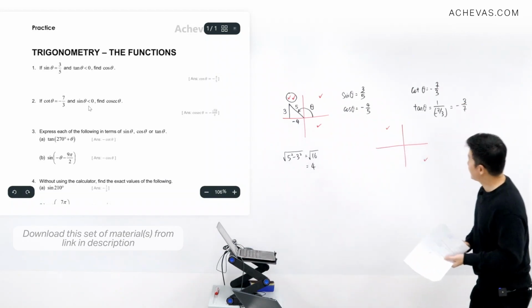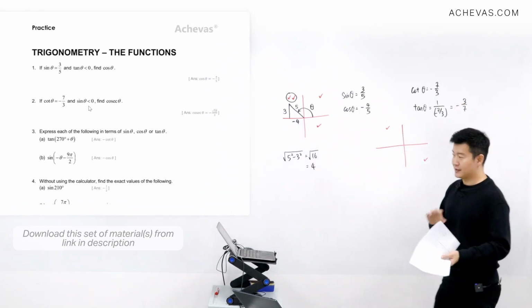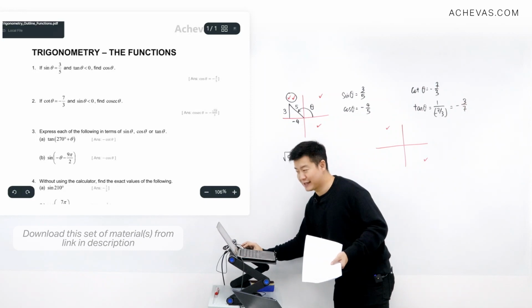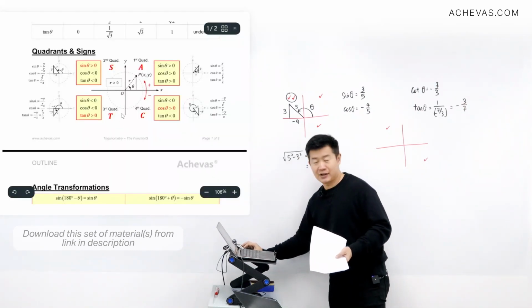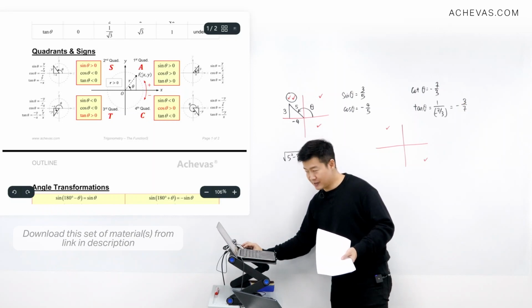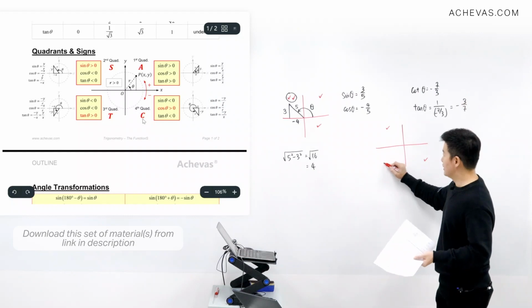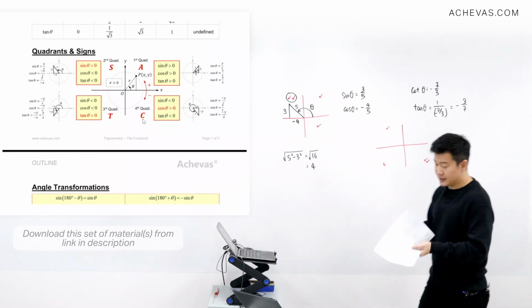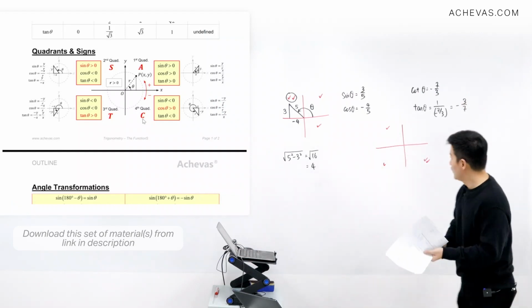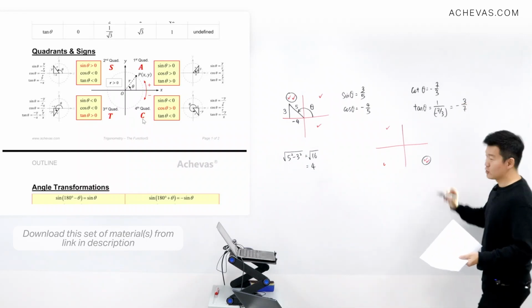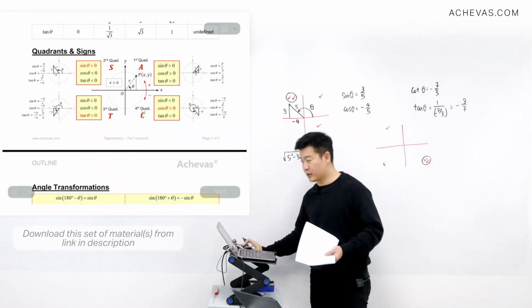So if sine is negative, okay, let's look at our "add sugar to coffee", okay? Sine is negative. So when is sine negative? Sine will be negative here and here because this is where sine is positive. So sine is negative in here and here. So it's going to be here, here where sine is going to be negative, which means that we are looking at an angle that is going to be in the fourth quadrant.